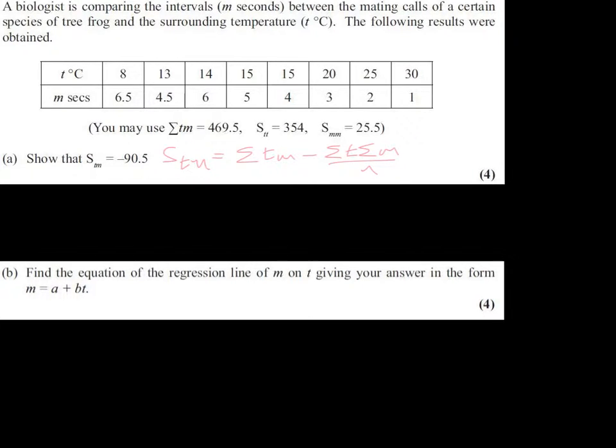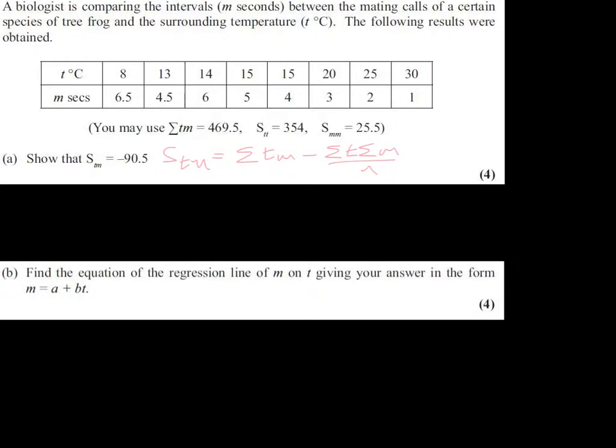In question 3, we are majoring in biology and we are looking at the intervals between the mating calls of tree frogs and trying to see if there is a relationship with that and the surrounding temperature measured in degrees C. So this is the information that we've been provided with here, and we are asked in part 1 to establish or to demonstrate that STM, the covariance, is negative 90.5.